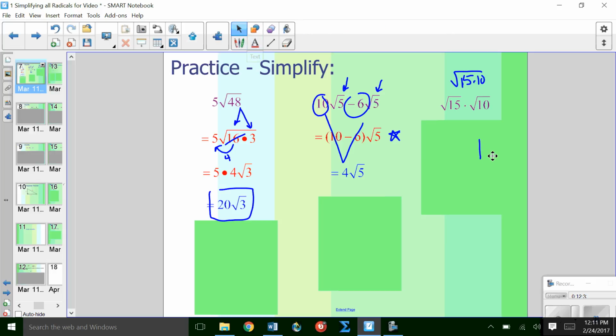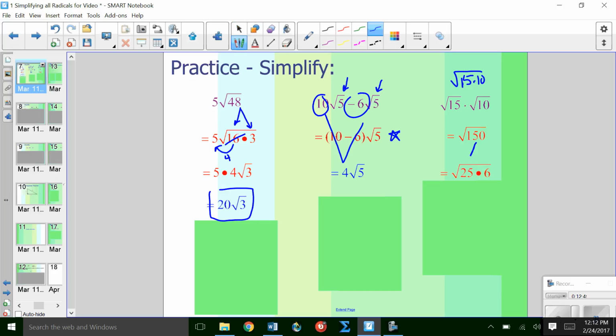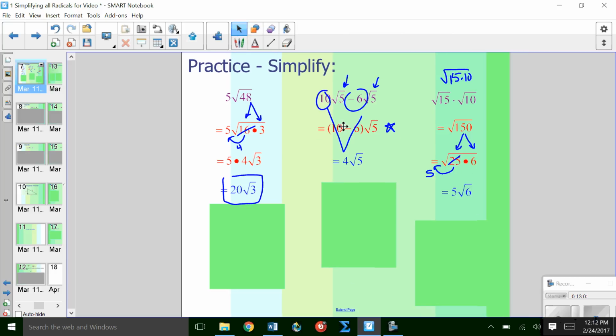Okay, here we go. So I can combine those. And now that I've got it as the square root of 150, we can now simplify that radicand. So 150 does have a perfect square factor in it, and it is 25. So I can now break the square root of 150 into the square root of 25 times 6. The square root of 25 will come out as a 5. The square root of 6 cannot be taken any further, so it stays as is. So this simplifies to 5 root 6.